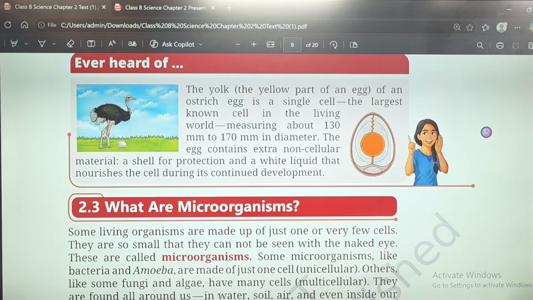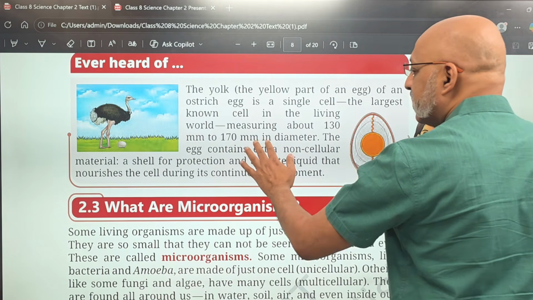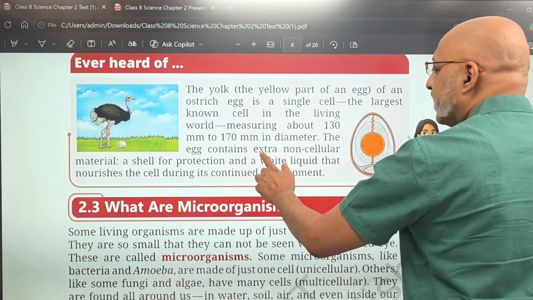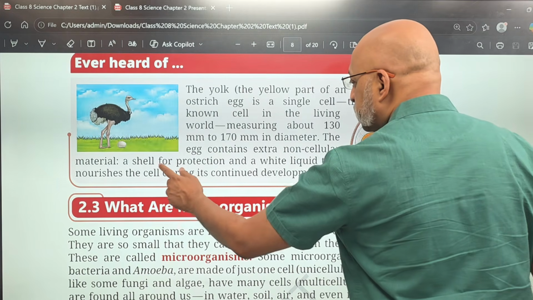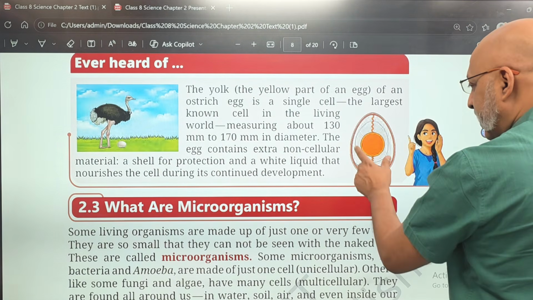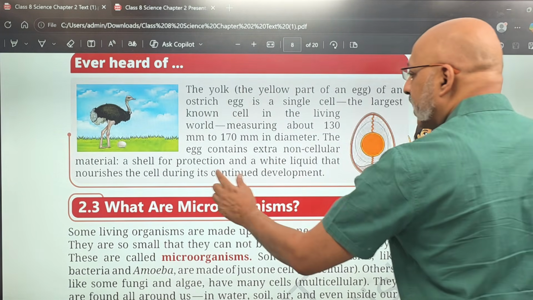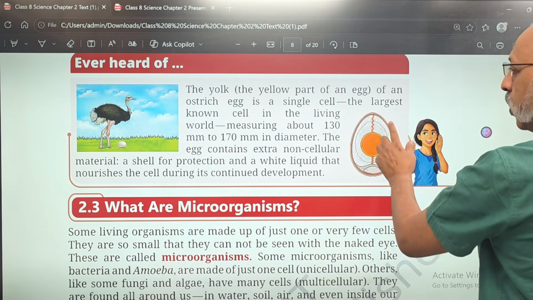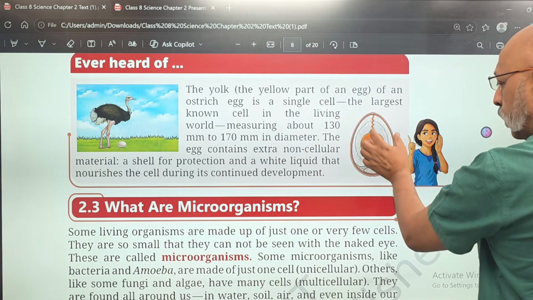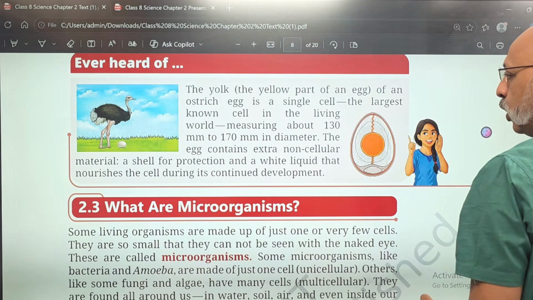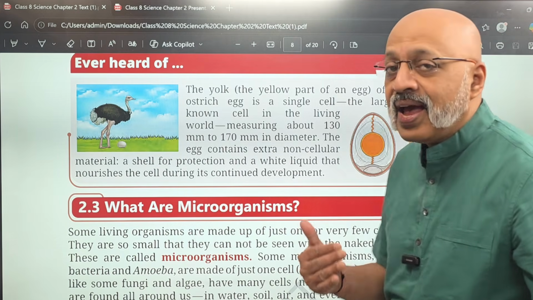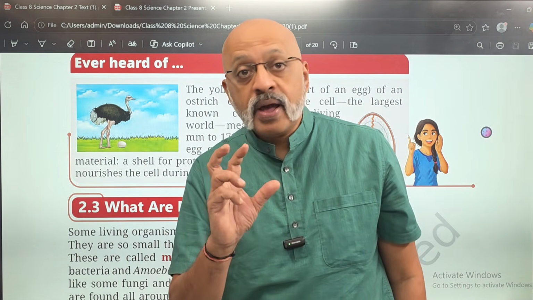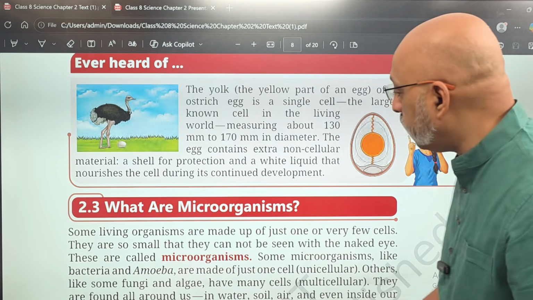And that is something very amazing. It's almost like a record. The largest known cell in the living world, measuring about 130 millimeters to 170 millimeters in diameter. The egg contains extra non-cellular material, which is a shell for protection, and a white liquid inside, which nourishes the cell during its continued development, right? So that is the role of the white part. So this is as far as the ostrich egg can come, as a 1 mark MCQ, or a true or false, or a fill in the blanks.